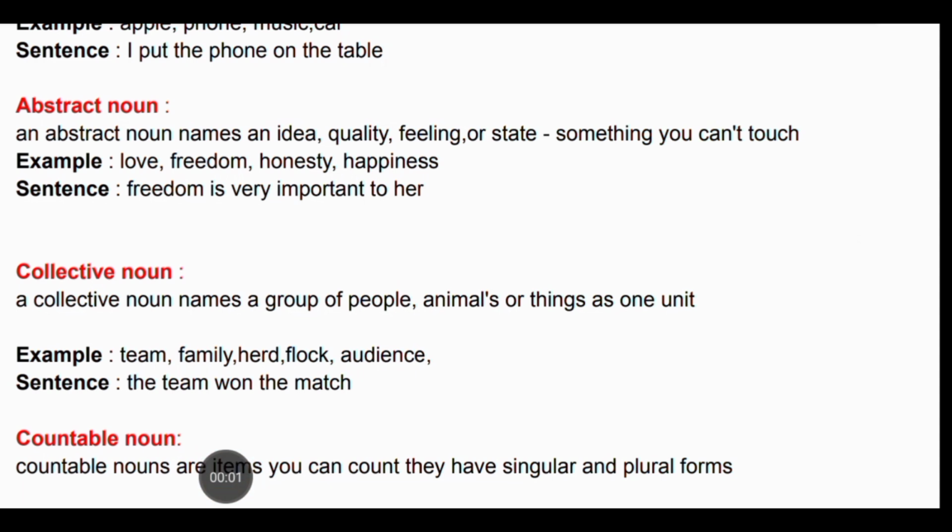Abstract noun. An abstract noun names an idea, quality, feeling, or state, something you cannot touch. Example: love, freedom, honesty, happiness. Sentence: Freedom is very important to her.